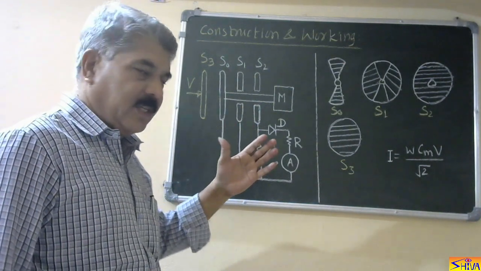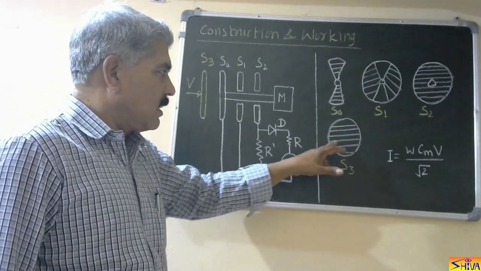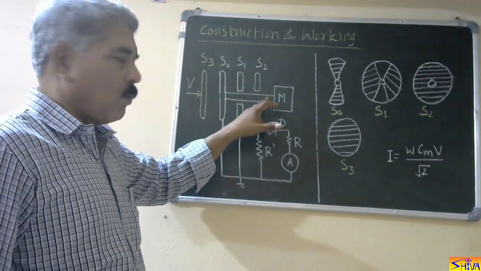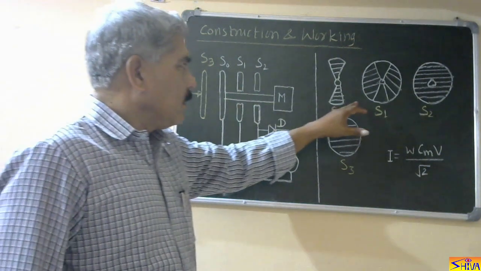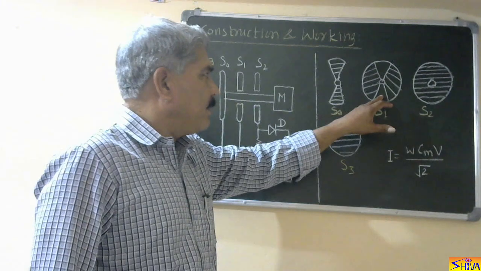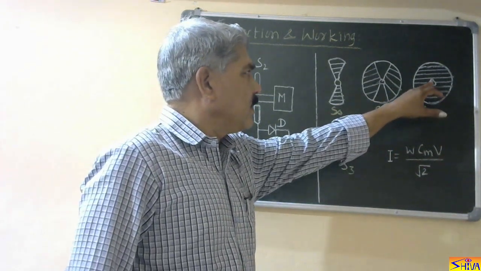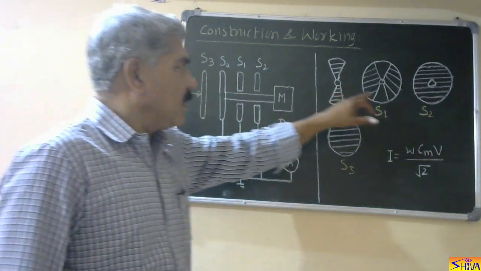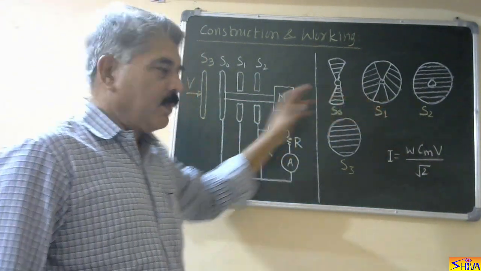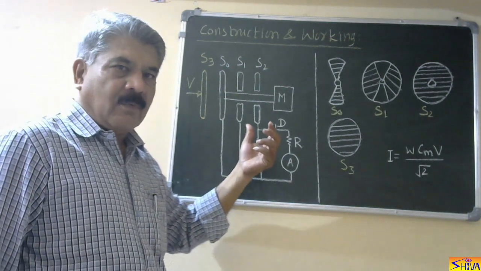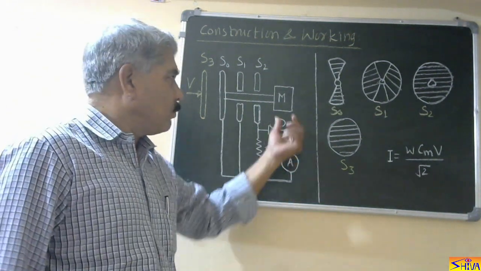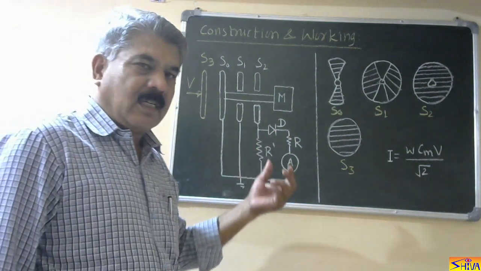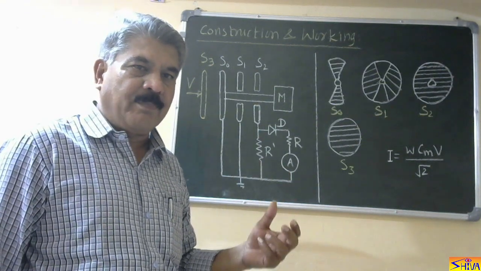Now let us see the shape of the electrodes. S3 is this type of electrode, S0 is this type of electrode, this is S0 mounted on the shaft of this synchronous motor. This is the shape of S1, this is the gap, this is the shape of S2, this is the gap. Now when this shaft rotates, due to different shapes of the electrodes, a variable capacitance is generated which is varying sinusoidally because the motor speed is constant, that is a synchronous motor. So this capacitance is varying sinusoidally between C0 and Cm.